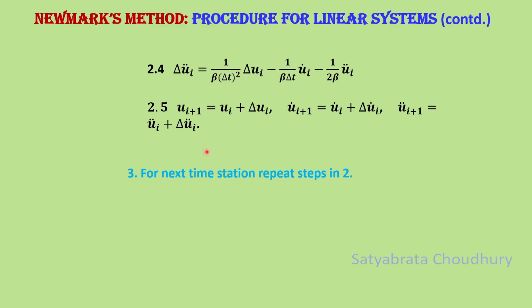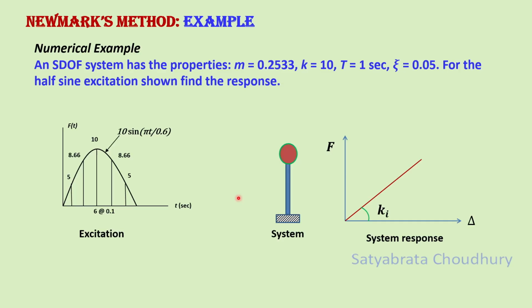Now you increase the step size and increase the time. Time will be t plus delta t here and go to step 2 again. So this way the things will continue. Let us take a numerical example.